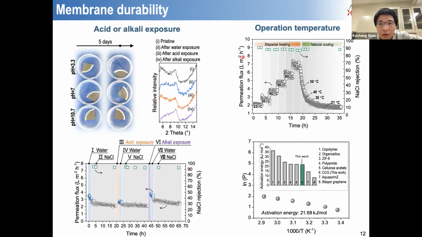And we also tested the effect of operation temperature for this membrane. We increased the temperature to 70 degrees C and then decreased it. The membrane kept stable in this process, with similar rejection and correspondingly changing water flux. And we calculated the activation energy of water transport through this type of membrane and found that this value is comparable to polyamide membranes, which also indicates our membrane is very permeable to water.